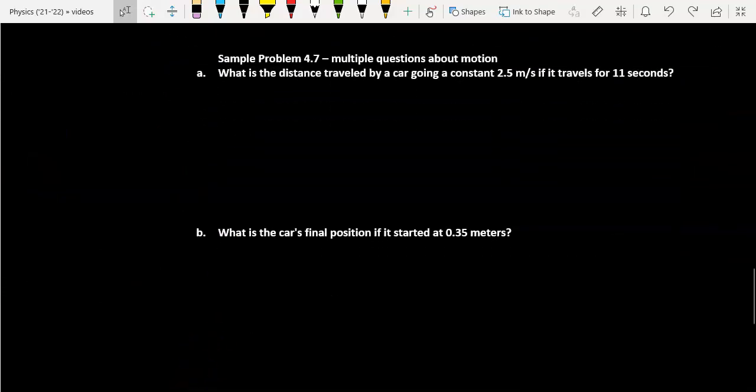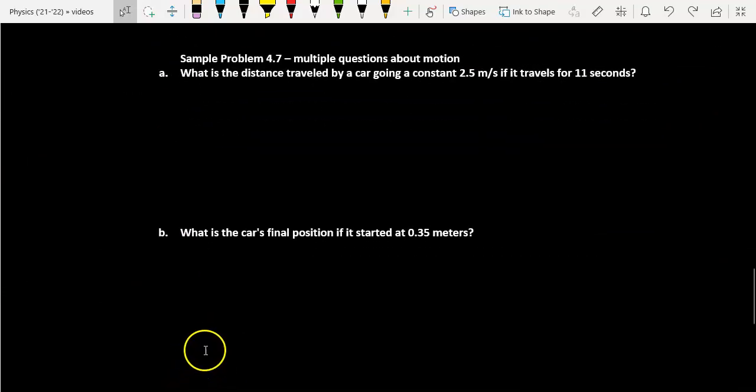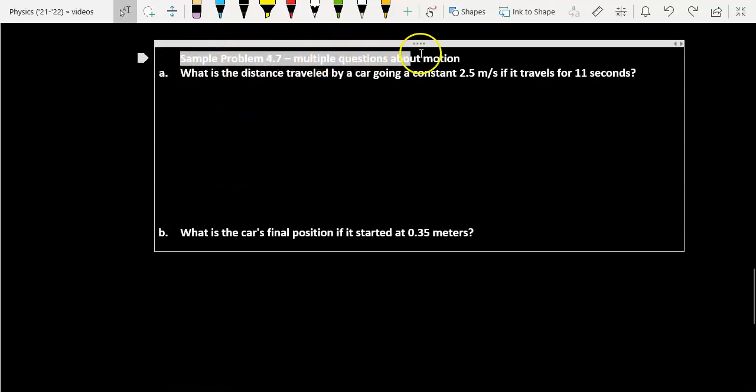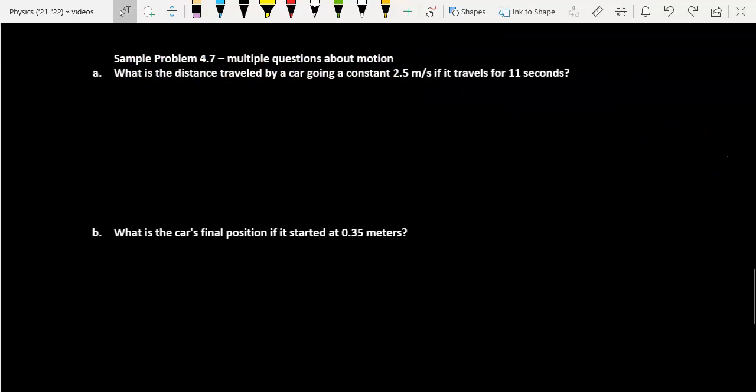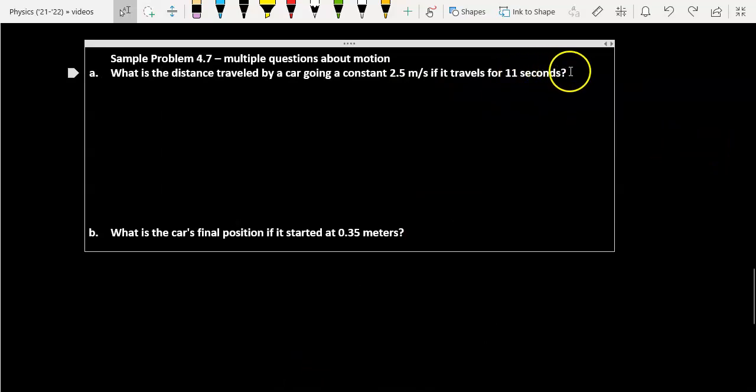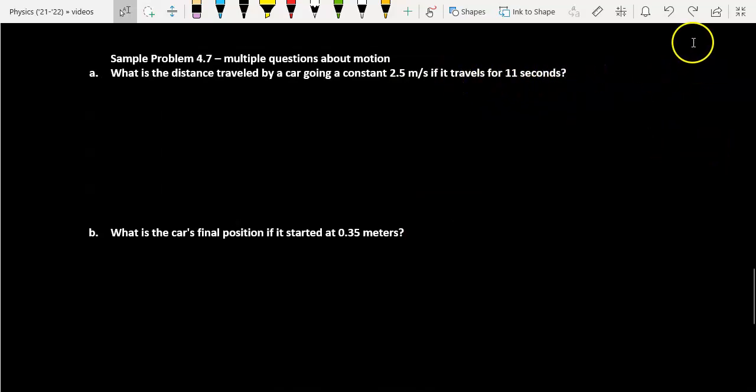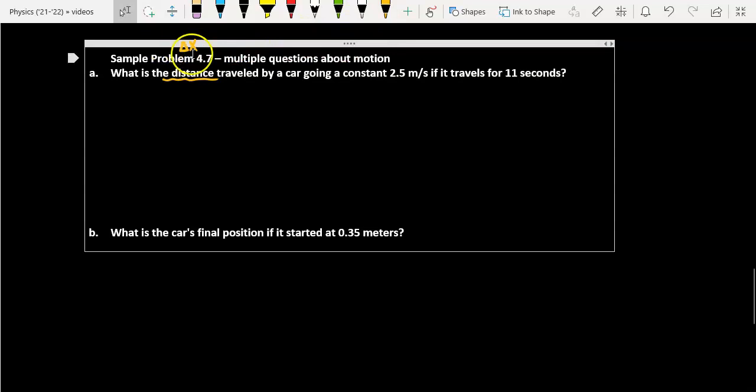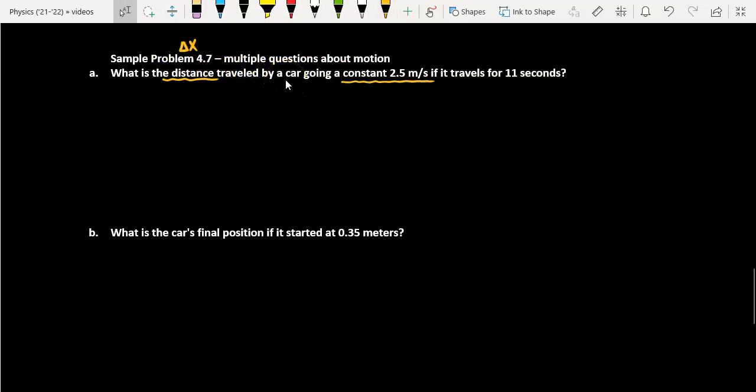Sample problem 4.7. I believe we are on page 20 now on the backside. Sample problem 4.7, multiple questions about motion. What is the distance traveled by a car going a constant 2.5 meters per second if it travels for 11 seconds? So here's one of the things with this. We want to know what's the distance. In this case with these equations, we're trying to find how far it goes. So displacement.